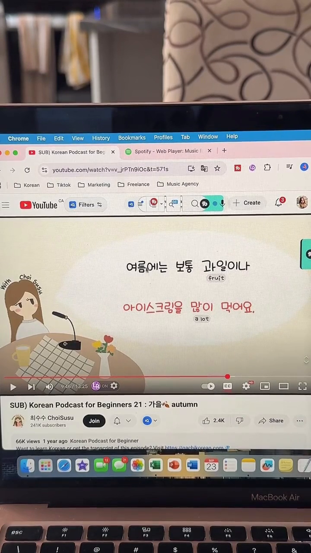And once again, we have the 는 particle. So technically, there are two particles. One is a location or time particle, and then the other one, right, is the topic particle. So it is basically saying in the summertime, or in the season of summer, however you prefer to call it.